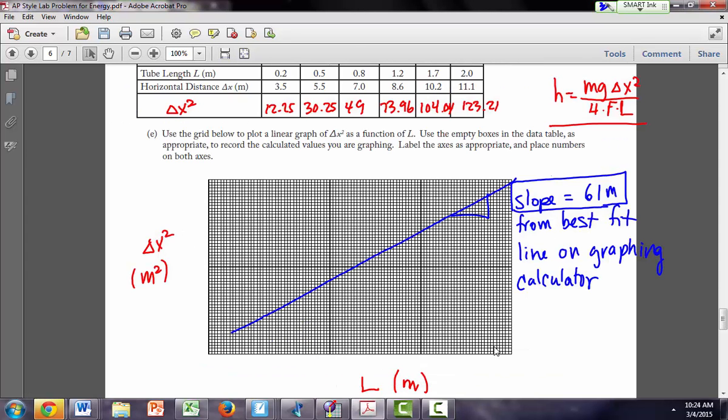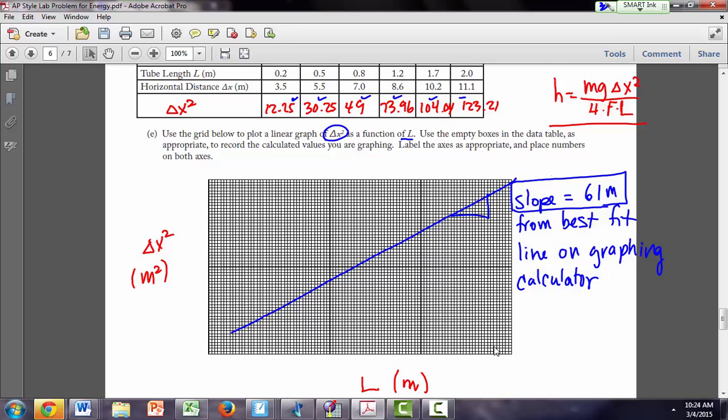Okay, so what I did is I squared all my horizontal distances because they want me to graph x squared as a function of L. That would linearize the data. So when you do that, you get all these terms here, and I don't show my actual data points, but it does work out to a line.